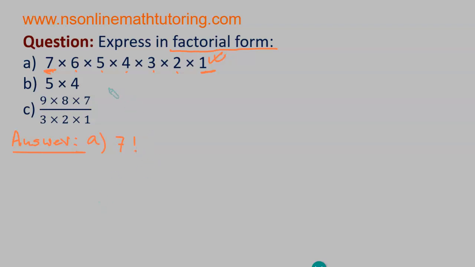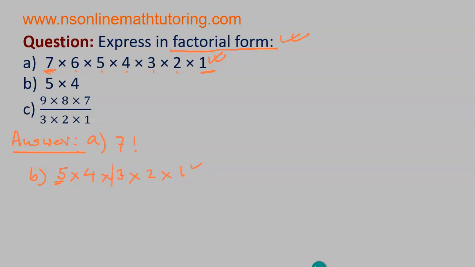Okay. Next one, subpart B. Let me write the question. 5 times 4. But this is not going up to 1. It is just 5 times 4, and we have to give this in a factorial form. So I have to come to 1. The starting number is 5. Then 5 minus 1. Then it will be 5 minus 2, which is 3. 5 minus 3, which will be 2. And 5 minus 4, this is 1. We stop over here.